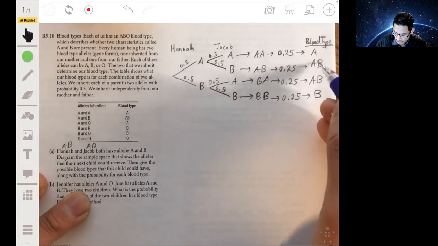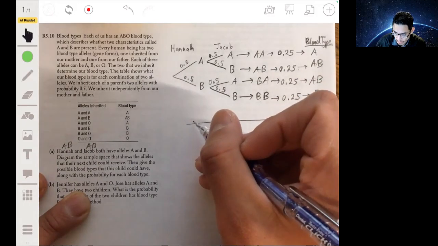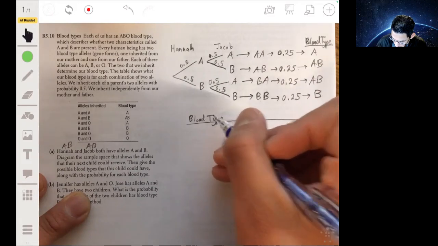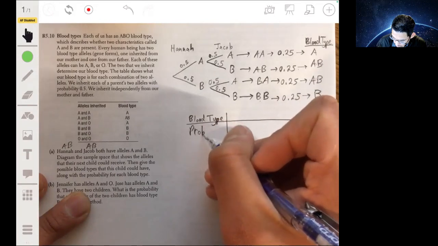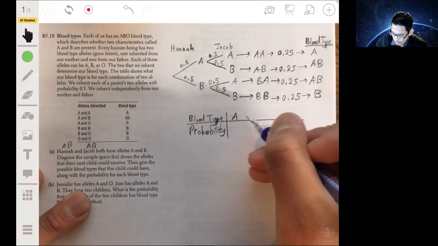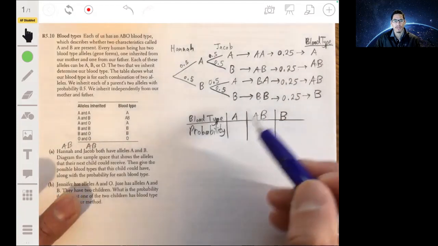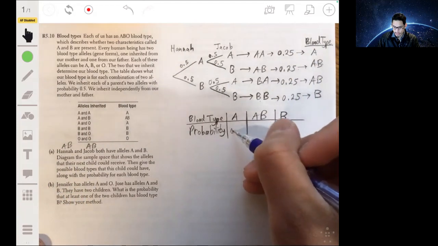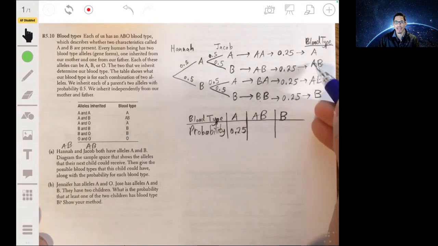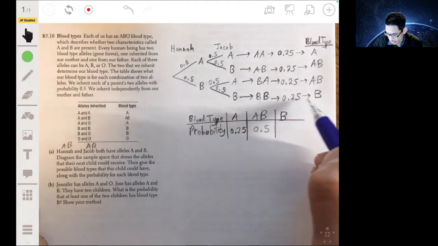Now, you can see that these two together are the same blood type. So let's make a table to make this more clear. Let's have blood type in the top row, and probability in the bottom row. And so they could have blood type A, blood type AB, or blood type B. The probability that the child gets blood type A is 0.25. The probability they get AB is going to be 0.5, because they can get AB in these two combinations, or 0.25 plus 0.25, so that'll be 0.5. And blood type B will be this last one, 0.25.